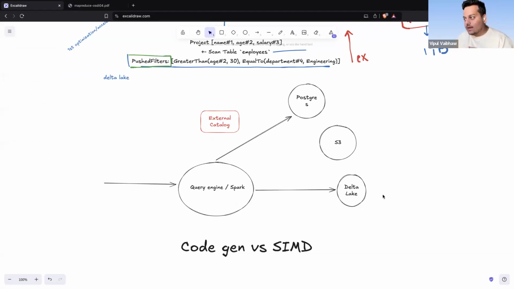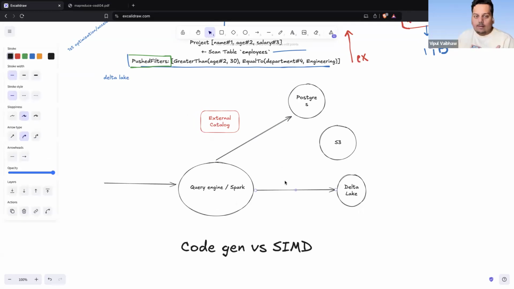Instead of checking Delta Lake, okay, table not there, checking S3, oh, table not there, then going to Postgres and checking, table not there. All these calls are expensive. An external catalog also stores schema, which can be used for a lot of optimizations going forward. It can also have information about the table, like the number of rows in the table. The catalog acts as a metadata store, which helps the query engine.